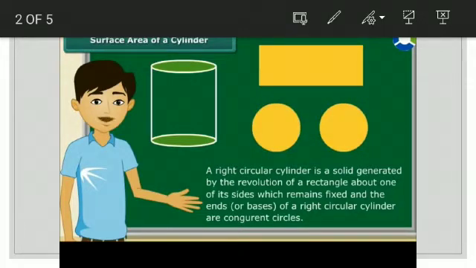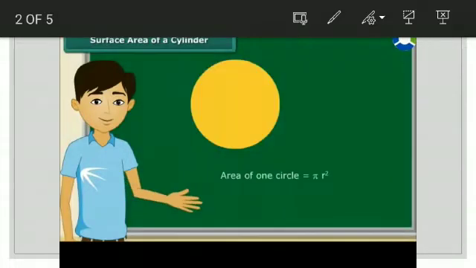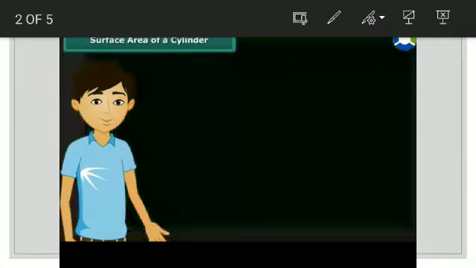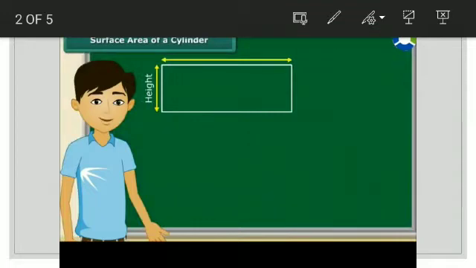Well, to find the total surface area of a cylinder, we must calculate the area of the two bases and the rectangle. The area of one circle is pi r square. So, for two circles, you get 2 pi r square. Let us take a closer look at our rectangle.